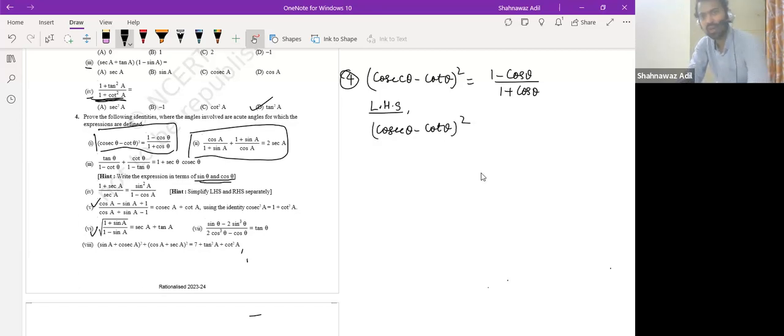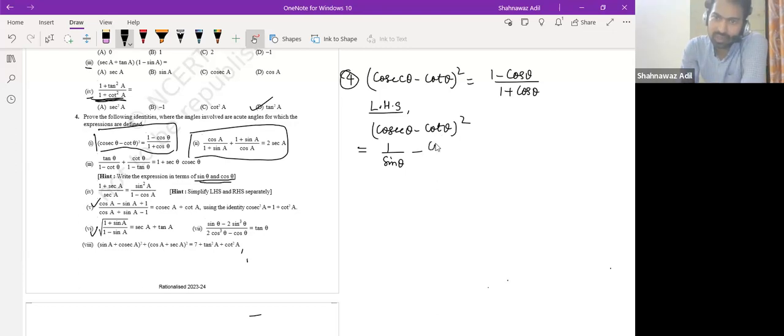So what should we do first? Write them in the form of sine and cos. Absolutely right. So what is cosec theta? 1 by sine theta. And cot theta? Not 1 by tan theta, we have to write it in sine and cos, remember? Yes, cos theta by sine theta.